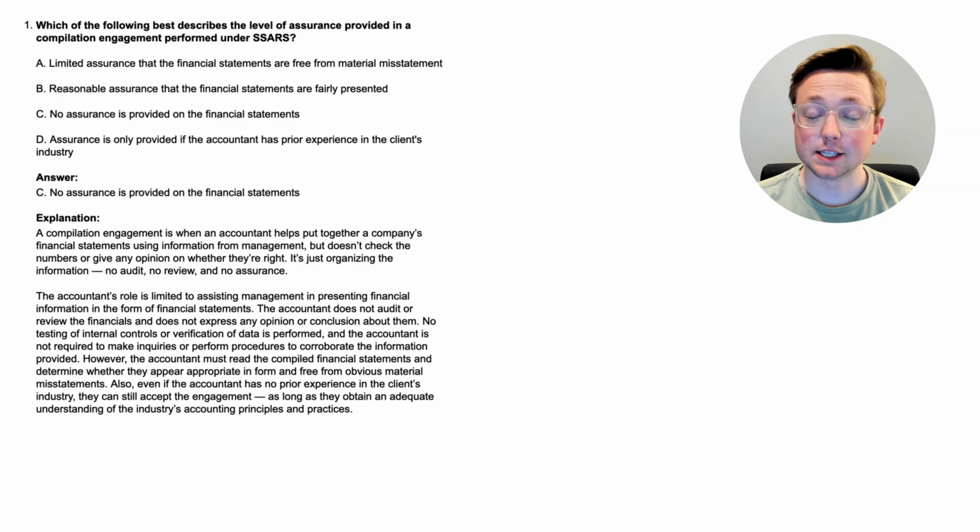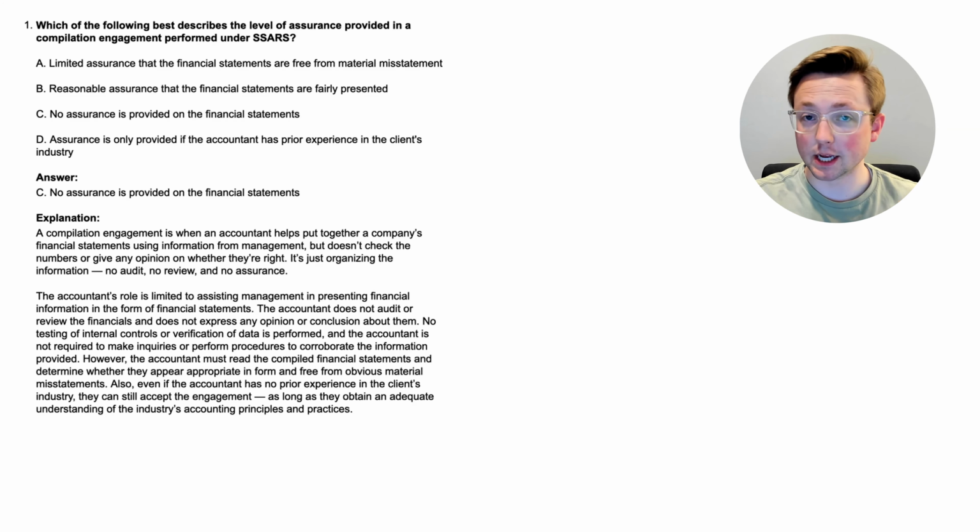All right, here we are. The answer is C, no assurance is provided on the financial statement. So no assurance is provided. And let's first learn a little bit about what a compilation engagement is, just in case you don't know what that is. And then we'll talk about some of the rules in the following paragraph. So first, a compilation engagement is when an accountant helps put together a company's financial statements using information from management, but doesn't check the numbers or give any opinion on whether they're right. It's just organizing the information, no audit, no review, and no assurance.